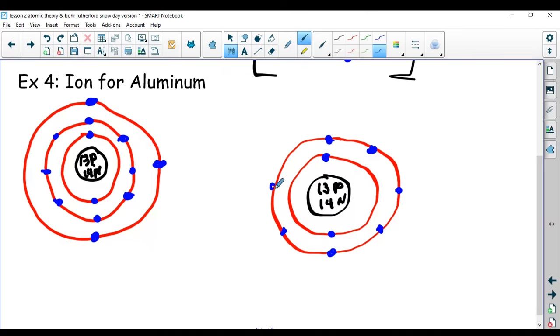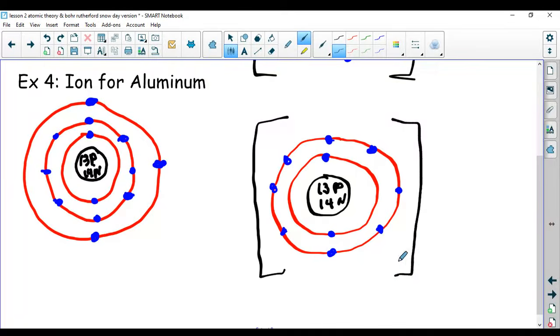There we go. Again, this is now an ion, so we want to say, hey, this is an ion. So we'll put square brackets around it to say, hey, I drew an ion. And in this case, I lost 3 electrons. When I lose 3 electrons, remember, I didn't lose any protons. So now I have 10 electrons and 13 protons, which means I have 3 extra protons, and protons are positive. So this will have a positive 3 charge.